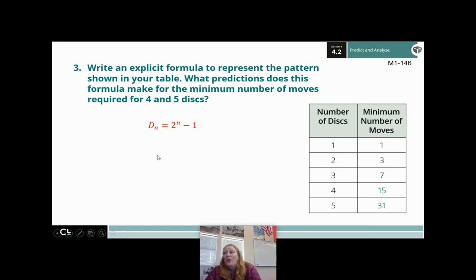So if I wanted to know, say, 10 disks, d sub 10, then I would grab my calculator, and I would do 2 to the 10th power and then subtract 1, which tells me that if I had 10 disks, it would take a minimum of 1,023 moves to win. And this is why I'm not playing with 10 disks. I feel like I have better things to do with my time.